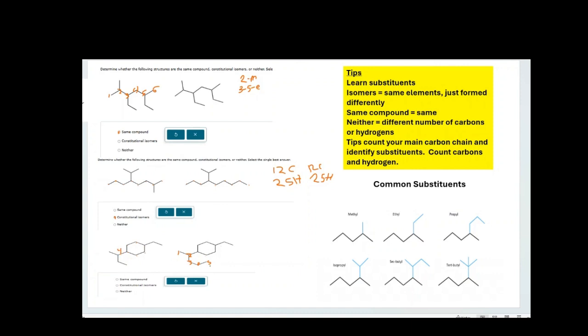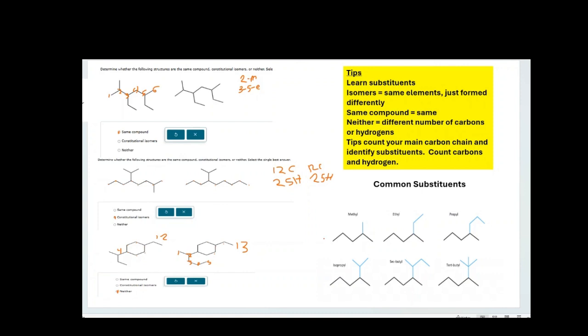So in this compound right here, you got 5 carbons right here, 6, 7, 8, 9, 10, 11, 12, 13. 13 carbons. With the structure over here to the left, you got 1, 2, 3, 4, 5, 6, 7, 8, 9, 10, 11, 12. So because you have that difference in carbons, it means that they are different compounds, different structures completely. So in this case, we're going to write neither.